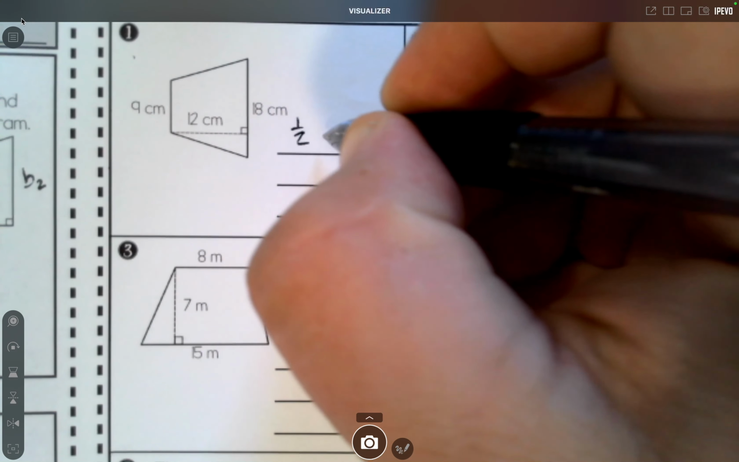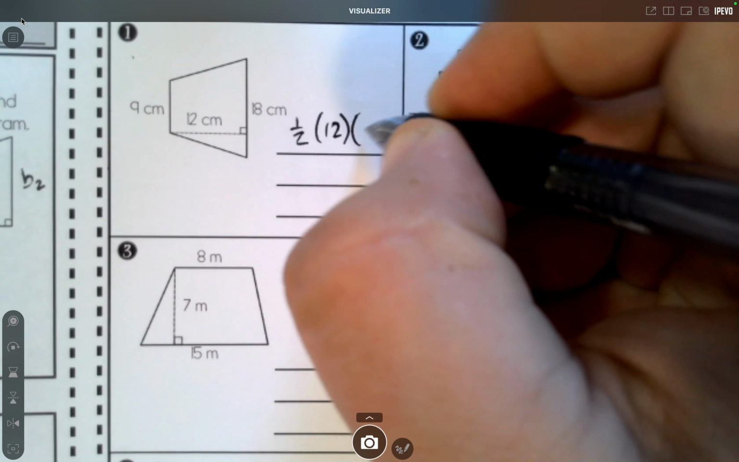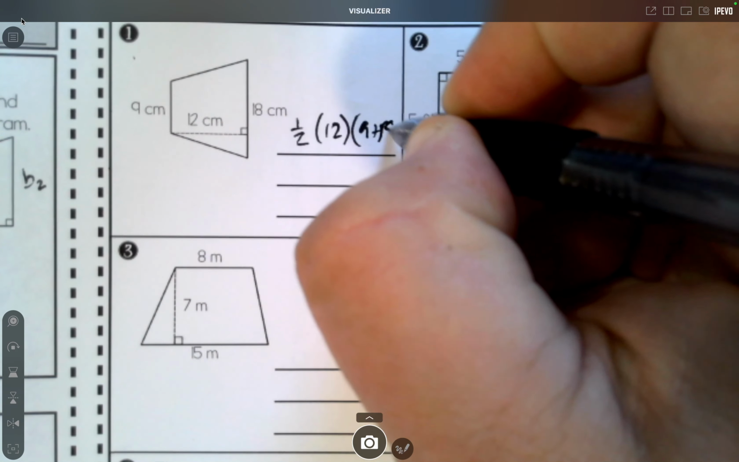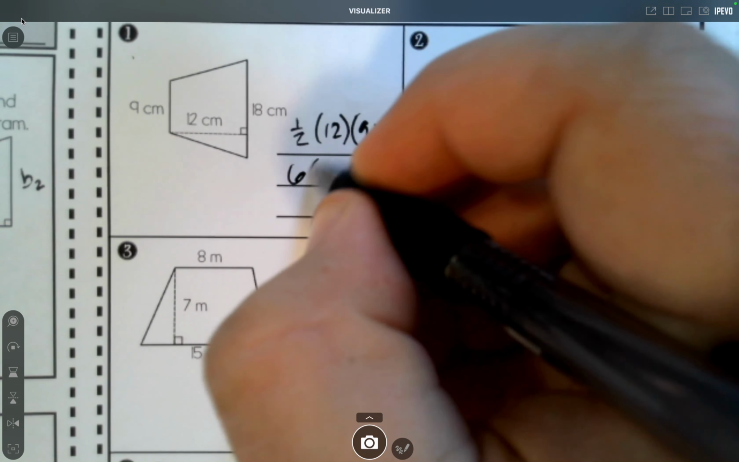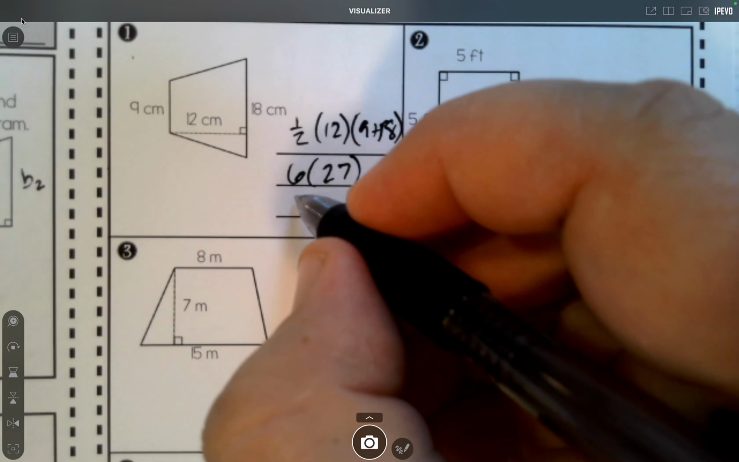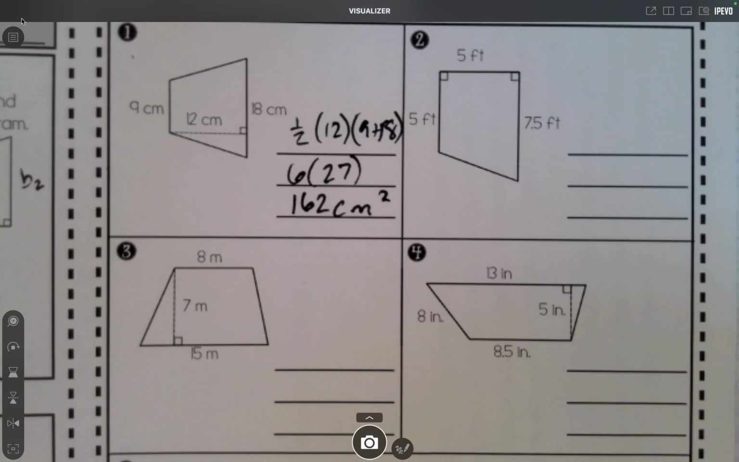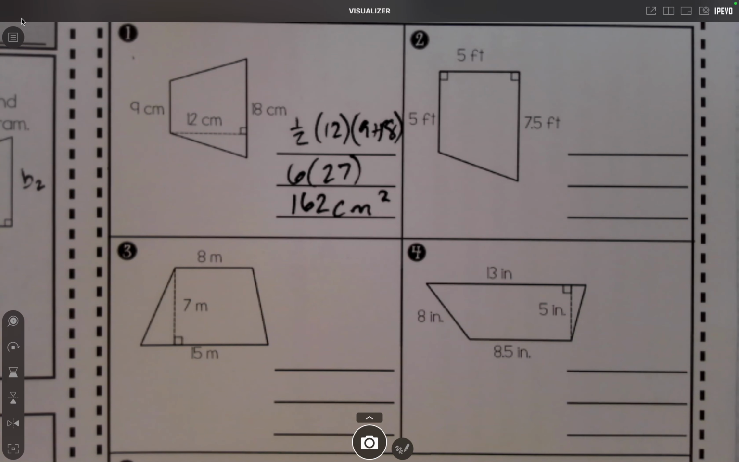So 1/2 times the height, which is 12. Base 1 plus base 2, 9 plus 18. Half of 12 is 6. 9 plus 18 is 27. So we do 6 times 27 and get 162 square centimeters. And if I'm writing too fast, feel free to pause before I go to the next one.